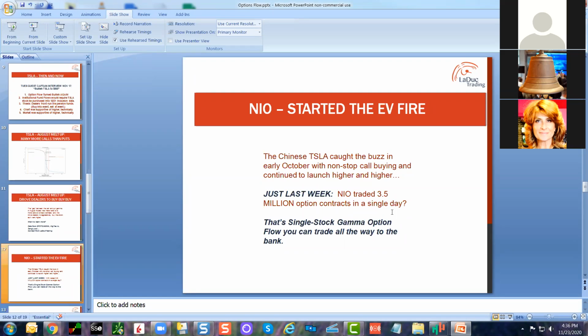It's now $55. So the fact that there were more and more people coming into NIO buying calls has created this euphoric move. And people sometimes confuse the justification for a move with just the plain old requirement that dealers are buying more stock to cover. And this is just not necessarily understood, so I'm really trying to explain this. And then here we are just last week. Do you know how many contracts were traded in a single day for NIO? 3.5 million.